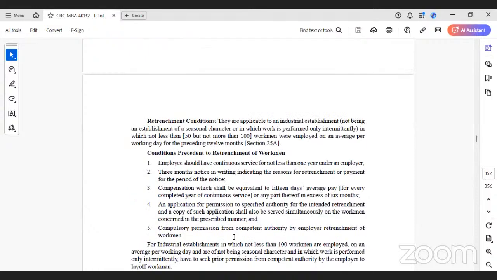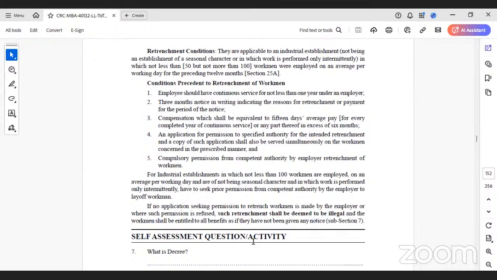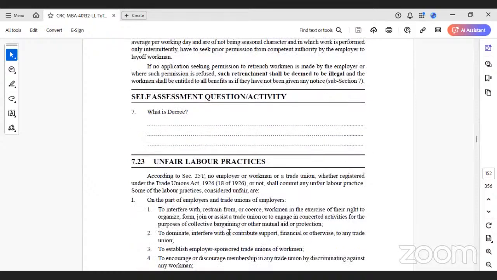So what are the conditions? The employee should have continuous service for not less than 1 year under the employer, and compensation which shall be equivalent to 15 days of average pay for every completed year of continuous service. 3 months notice in writing should be given for the retrenchment. An application for permission to the specified authority for the intended retrenchment should be made, and a copy of such application shall be submitted to the workman, and compulsory permission is needed from the competent authority for the employer's retrenchment of the workman.